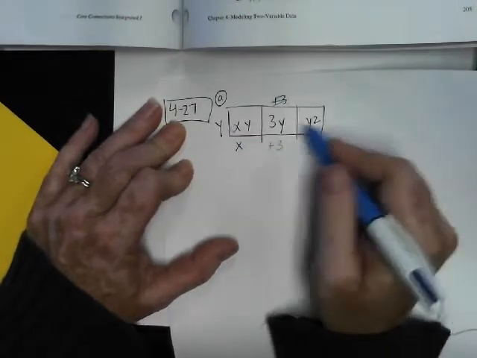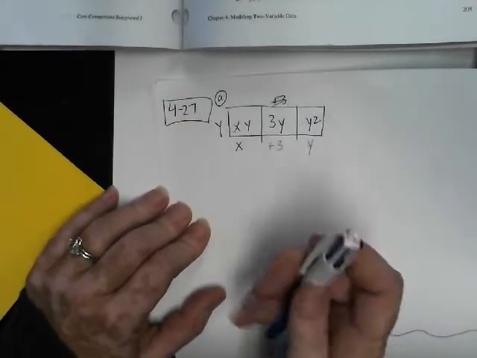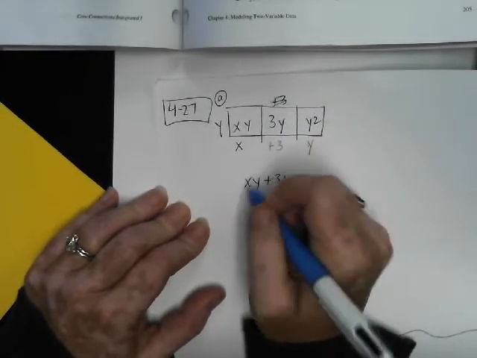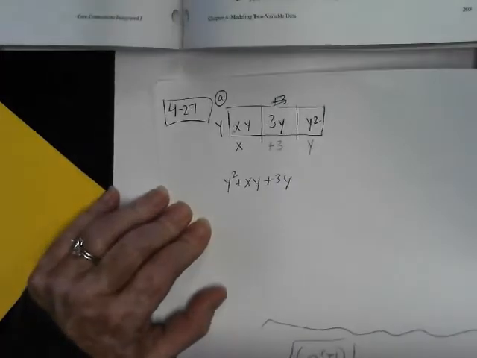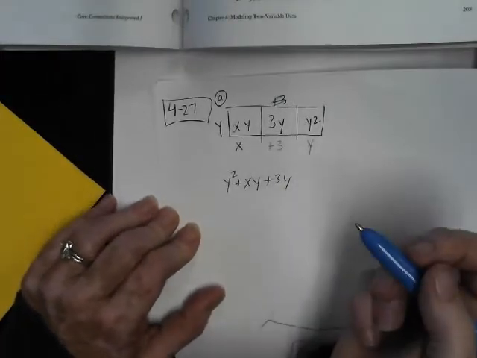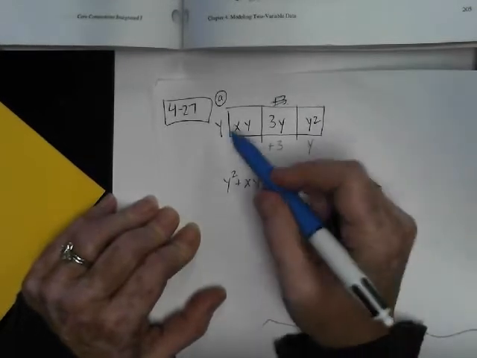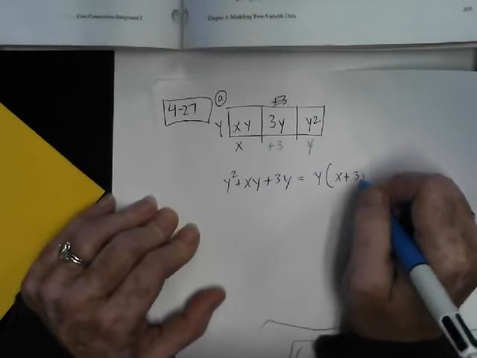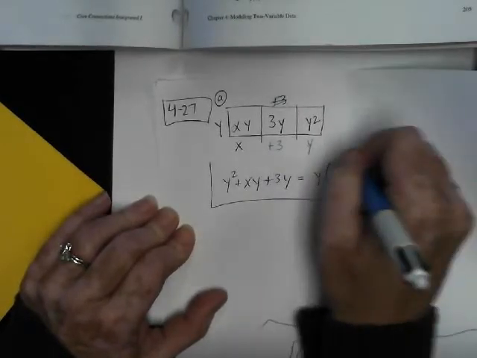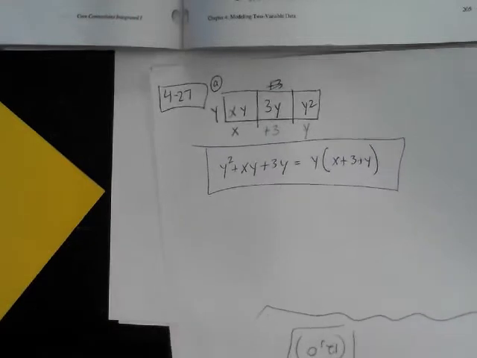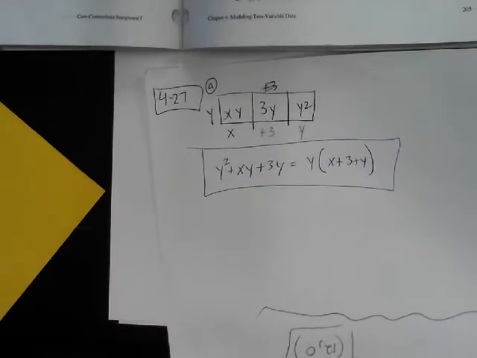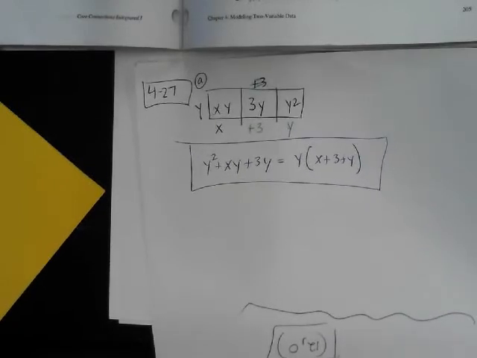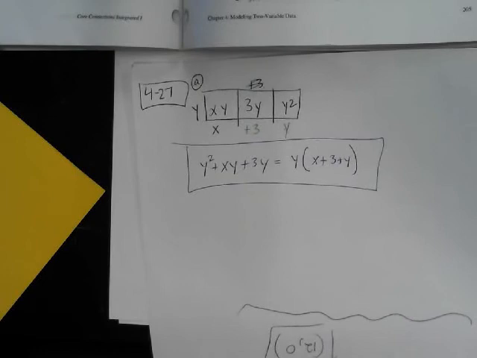So now I have a little area model. I can say that the area is xy plus 3y plus y squared. Okay, that's the area. And that's equal to y times (x plus 3 plus y). That was letter A, and so hopefully that helped you a little bit, and maybe you'll be able to do letter B on your own. Right? Okay, well, time flies when we're having fun, so I guess we'll see it.